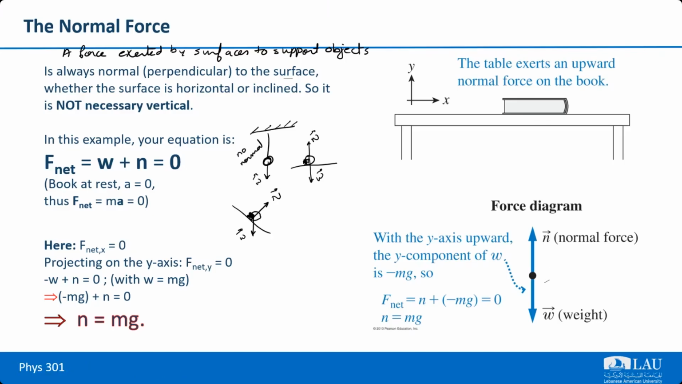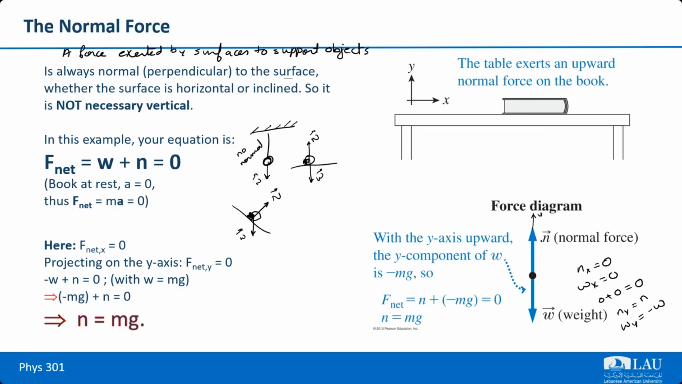I'll set, if the book is at rest, then Fnet, which is W plus N, is equal to 0. I can then project along X and Y. Along the X-axis, Nx is 0, Wx is 0. So this gives me 0 plus 0 equals 0. Along the Y direction, Ny is N itself, Wy is minus W, because this one is a vector which is pointing up.